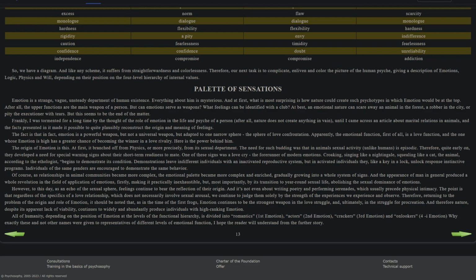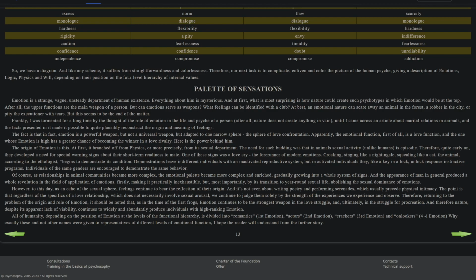Firstly, making it practically inexhaustible, but more importantly, by its transition to year-round sexual life, abolishing the sexual dominance of emotions. However, to this day, as an echo of the sexual sphere, feelings continue to bear the reflection of their origin. And it's not even about writing poetry and performing serenades, which usually precede physical intimacy. The point is that regardless of the specifics of a love relationship, which does not necessarily involve sexual arousal, we continue to judge them solely by the strength of the experiences we experience and observe.